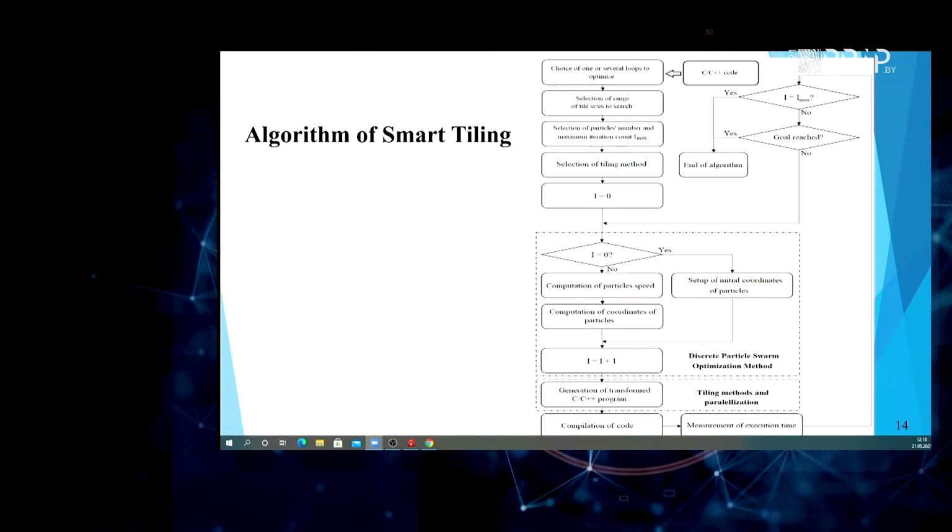So what we propose is a smart tiling method. What does it have inside? We have an initialization part, which starts before every run, and two main blocks. It's a discrete particle swarm optimization method, which tries to choose the proper tile sizes, determined by the formula on the slides. And it also uses existing tiling methods and parallelization together. Actually, parallelization can be omitted and it will still work.